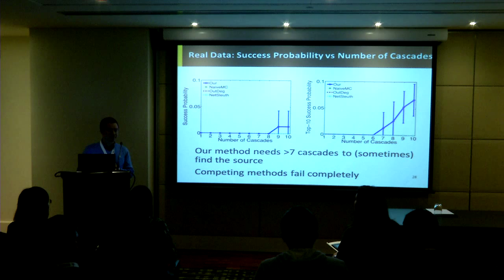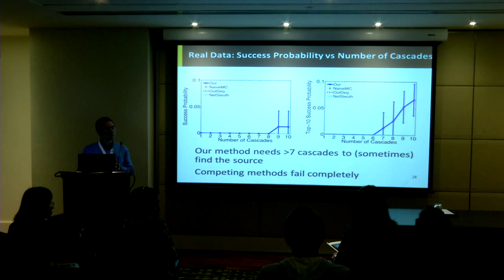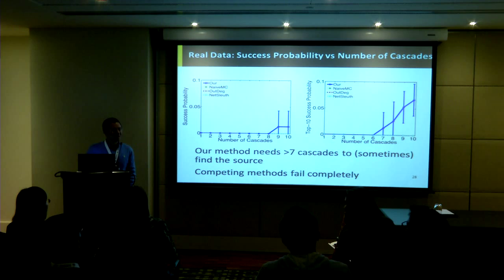Do you have any plots where you plot against the amount of the cascade that is visible? I assume if you know 99% of the cascade, you pretty much know the source. This is only 10%. Right, that's right.